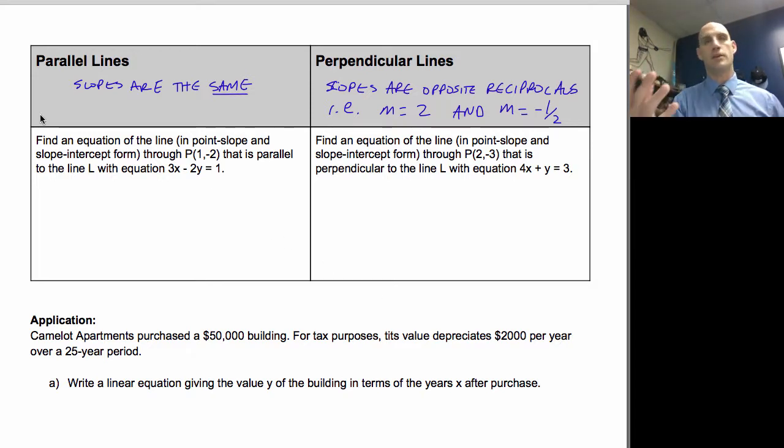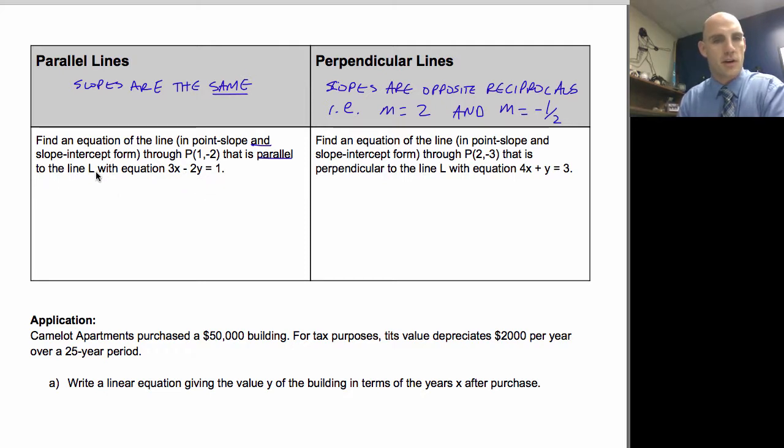So when I figure out what the slope is, then I just manipulate it, either keep it the same or make it the opposite reciprocal. So find an equation of the line in point slope and slope intercept form. So I'm getting two answers here. Through 1, negative 2, that is parallel to the line L, with the equation 3x minus 2y equals 1.